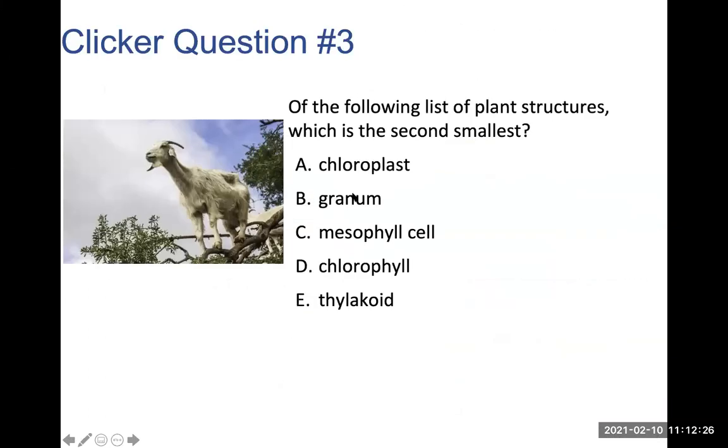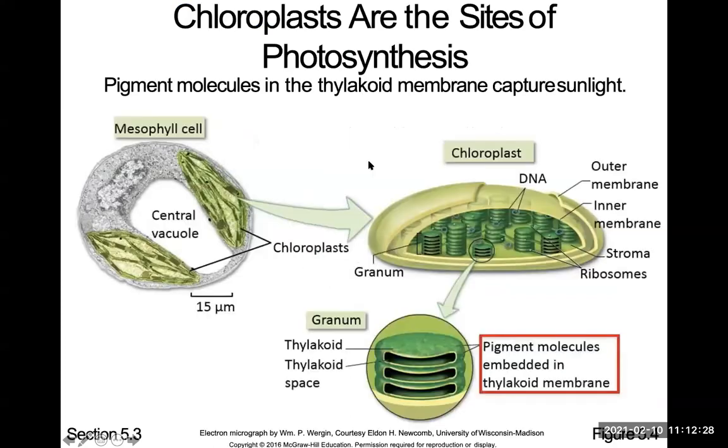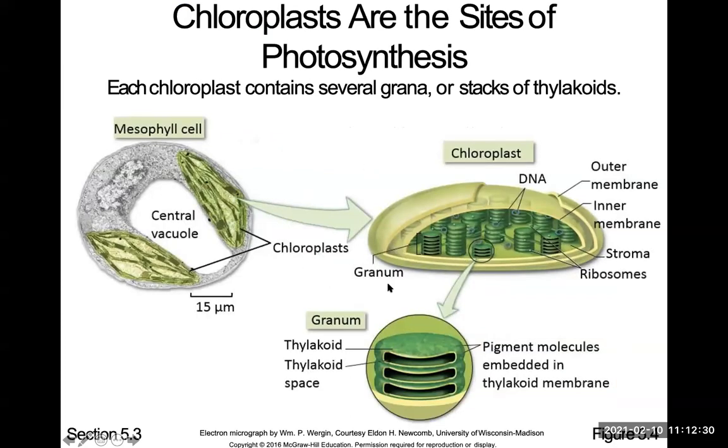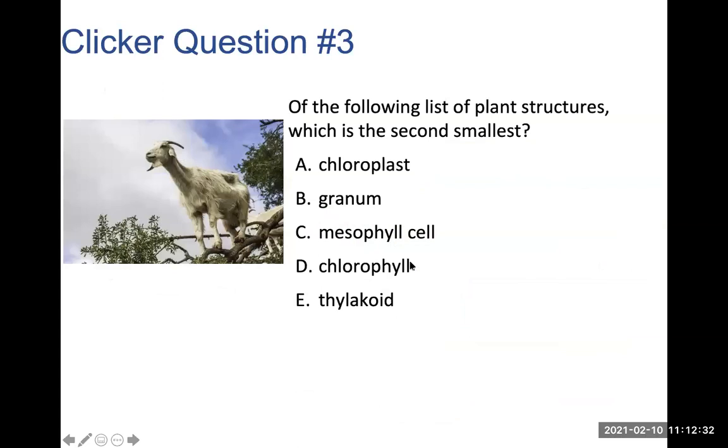And then that chloroplast, when you zoom in on the chloroplast, what do you see? You see the granule. So you have the granule next. Then you zoom in on the granule, you have the thylakoid. Then you zoom in the thylakoid, you have the chlorophyll.